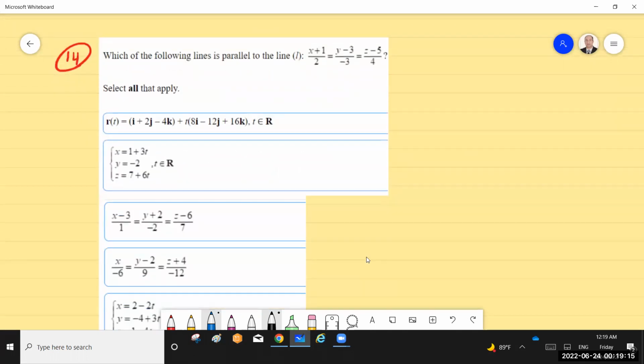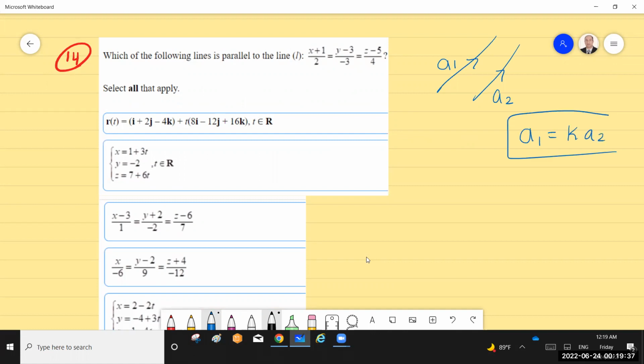The next question, 14: which of the following lines is parallel to this line? Of course, two lines are parallel if the direction vector here and the direction vector here are such that one is a constant times the other. For example, a1 here, as you see from the Cartesian equation, is 2, negative 3, 4.